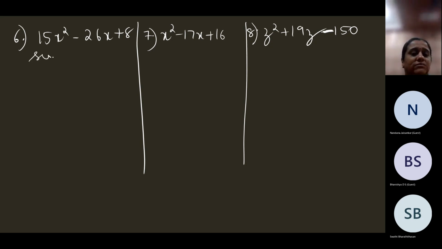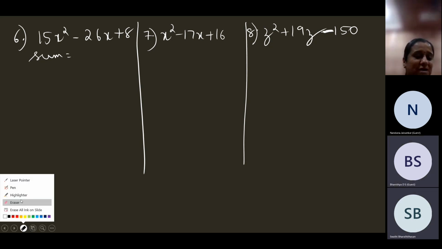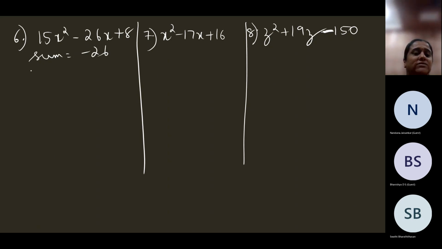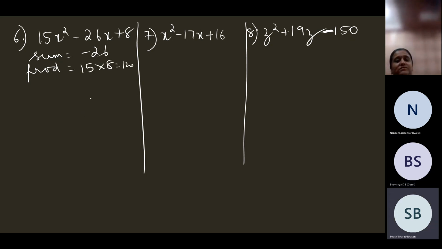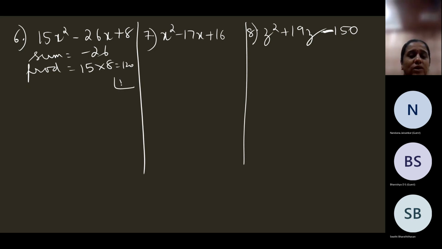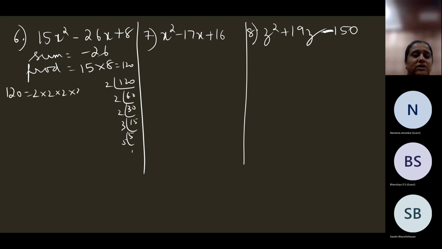So what is the sum here? The sum is minus 26, ma'am. What is the product? 15 into 8, 120. Yes. Now we have to find the factors of 120: 2 times 60, 3 times 40, 5 times 24. So 120 is equal to 2 into 2 into 2 into 3 into 5.